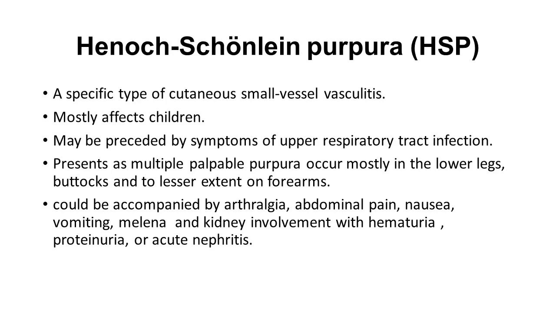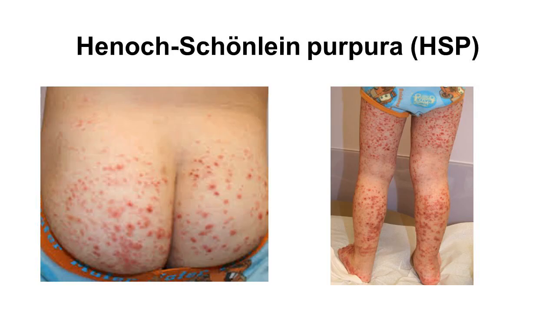It mostly affects children and may be preceded by symptoms of upper respiratory tract infection. It presents as multiple palpable purpura occurring mostly on the lower legs, buttocks and, to a lesser extent, on the forearms. It could be accompanied by arthralgia, abdominal pain, nausea, vomiting, melena and kidney involvement with hematuria, proteinuria, or acute nephritis.